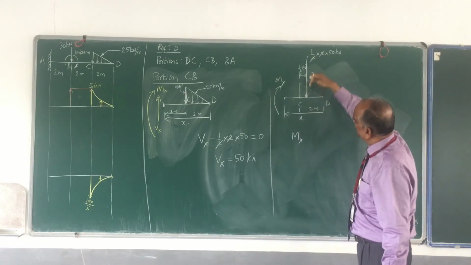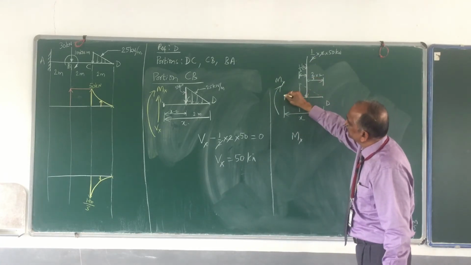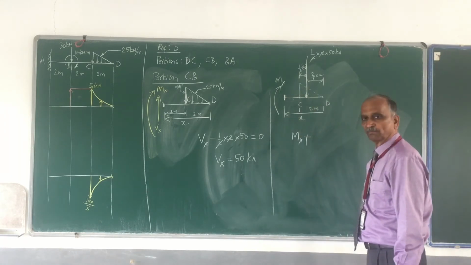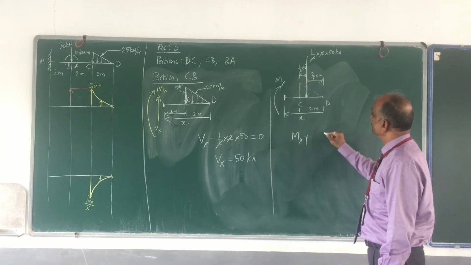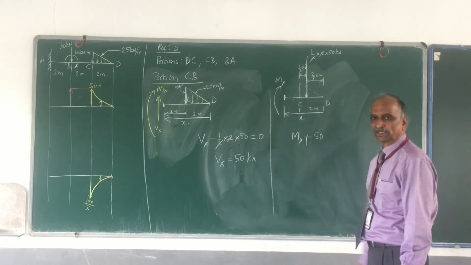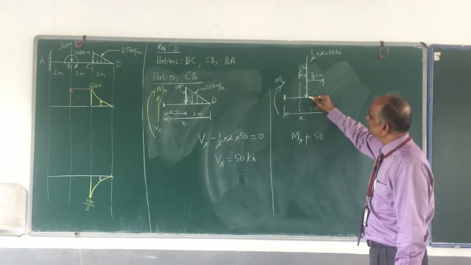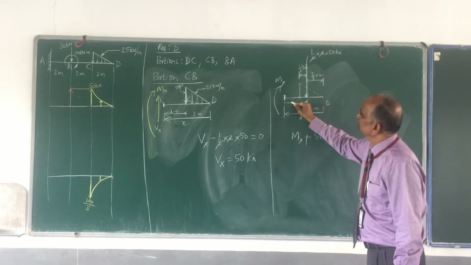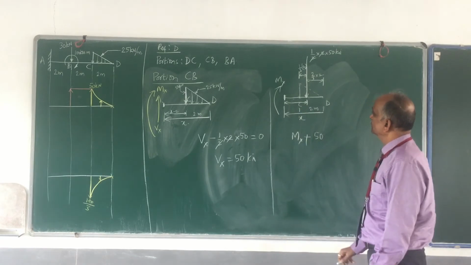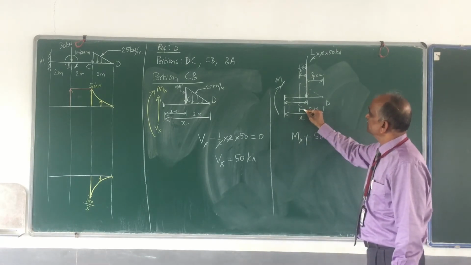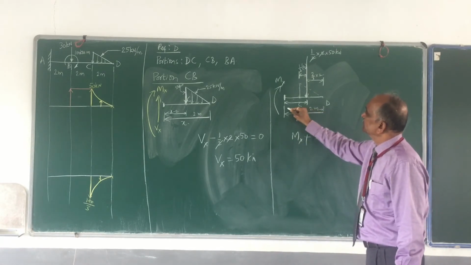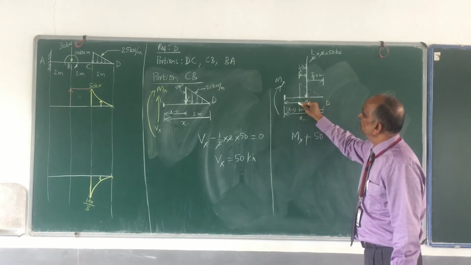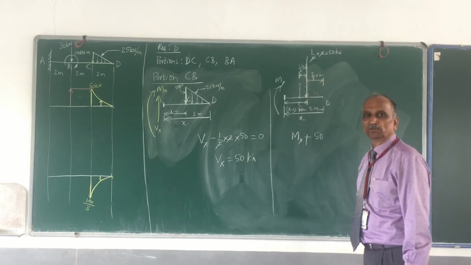Then the bending moment, because of this, about this section, that also is positive. How much is the force? The force is 50 kilonewton. What is the distance? It is from here to here. This is 2 meters from here to here. This is x minus 2. So x minus 2 plus 1 by 3 into 2.